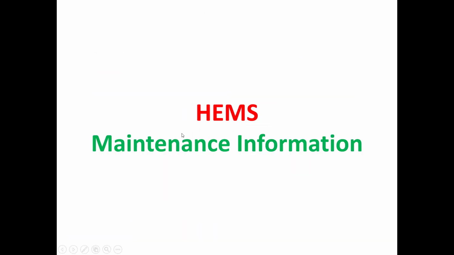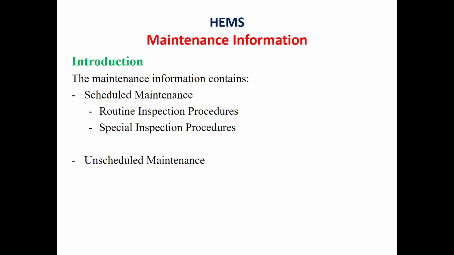Now we'll talk about the second part of the HEMS system. So the first step will be the medical equipment inventory, the establishment of such medical equipment inventory. The next step will be the maintenance information generated related to this medical equipment inventory. This information can be separated into two parts: scheduled maintenance and unscheduled maintenance information. The scheduled one will be separated into routine inspections, known as IPM, inspection and preventive maintenance procedures, and special inspection procedures.